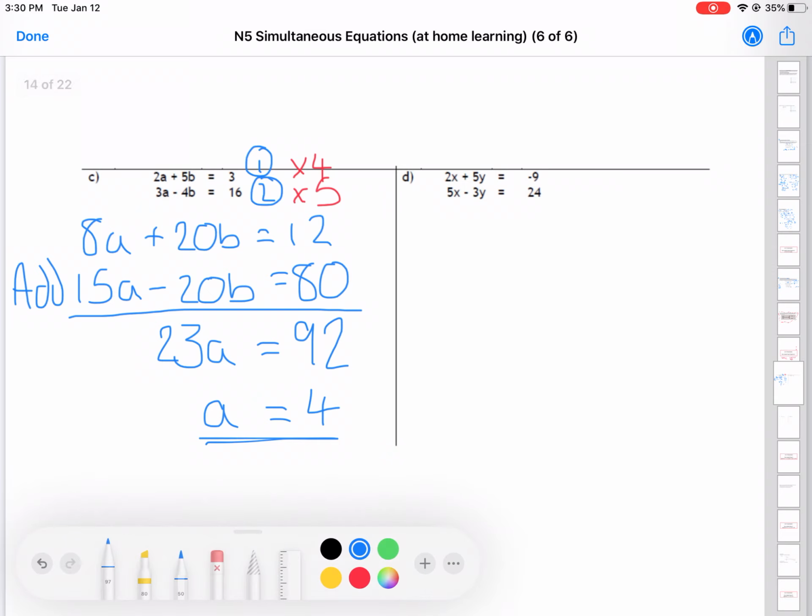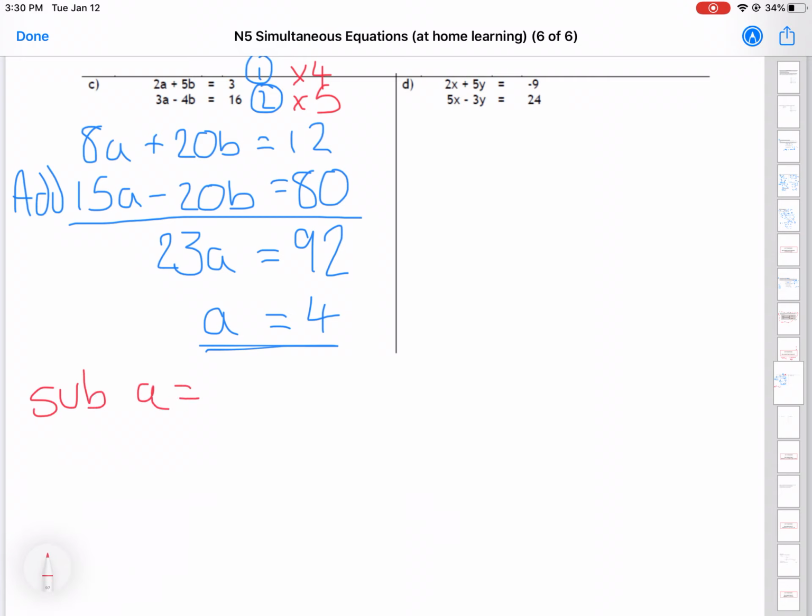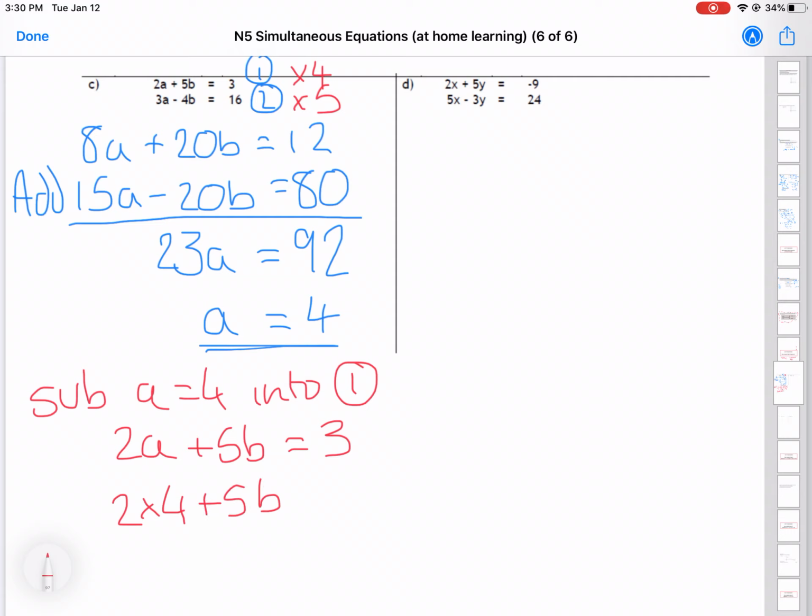When we know that A has to be 4, we can then substitute A equals 4 into our next equation, or one of our first equations. So substitute A equals 4 into any equation we'll do. I'm going to choose equation 1. Equation 1 was 2A plus 5B equals 3. So 2 times 4 plus 5B equals 3. 8 plus 5B equals 3.